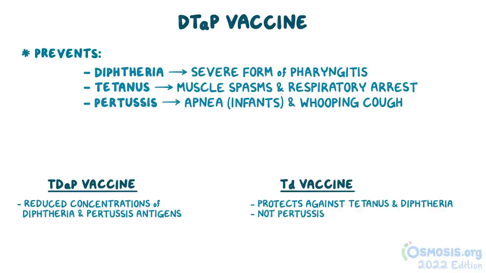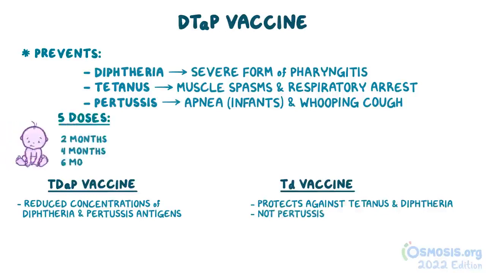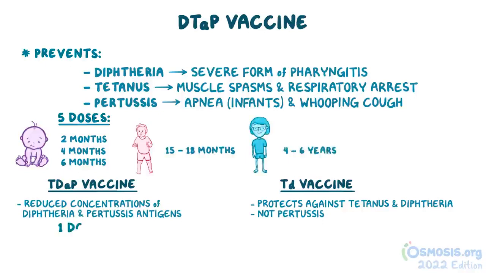DTaP is given intramuscularly in a total of 5 doses, at 2, 4, and 6 months, and then at 15 to 18 months, and finally, between 4 and 6 years. 1 dose of Tdap is given intramuscularly between 11 and 12 years of age. After that, TD is given intramuscularly as a booster every 10 years.